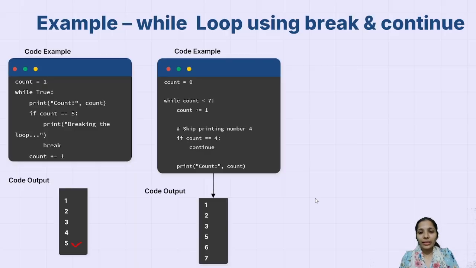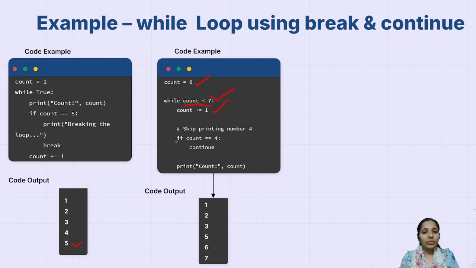Talking about the next one, that is the continue statement. Here I have initialized my count to 0, and now I have put a condition that while count is less than 7, I have to increment the count. So the condition is that it should be less than 7.